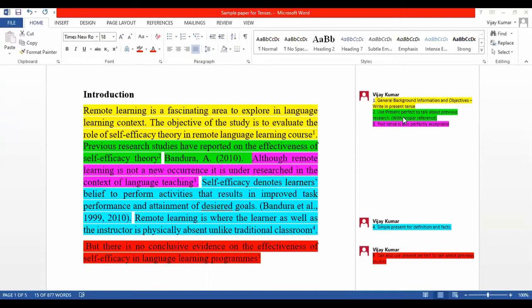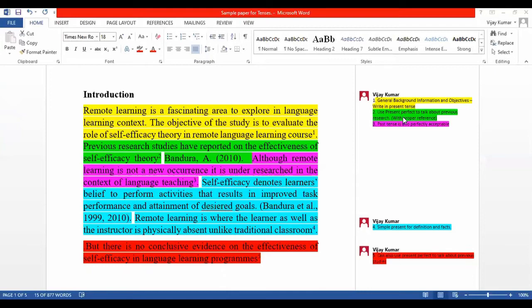You will use the present perfect to talk about the previous research. See, you have to add extra leverage to your background by citing some previous studies. So in that case, you will be using the present perfect. As I said, whenever you talk about your previous research and with proper reference. Look at the sentence which is highlighted in green. Previous research studies have reported on the effectiveness of self-efficacy.